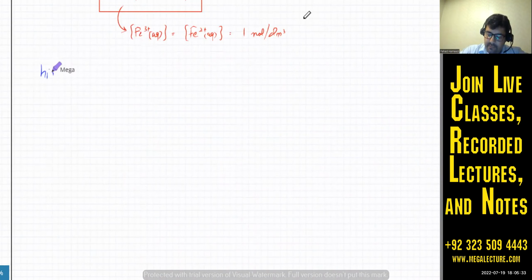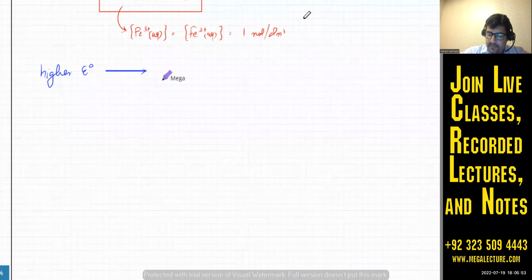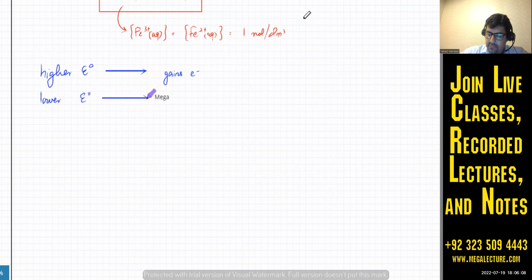Higher potential. If something has a higher potential, high E naught, E naught is how the potentials are going to be measured. If there is no naught, that means it's not under standard conditions. That's it. So high E naught indicates that the substance likes to gain electrons. So it wants to gain electrons. And lower E naught, which is the negative potential, the substance likes to lose electrons.